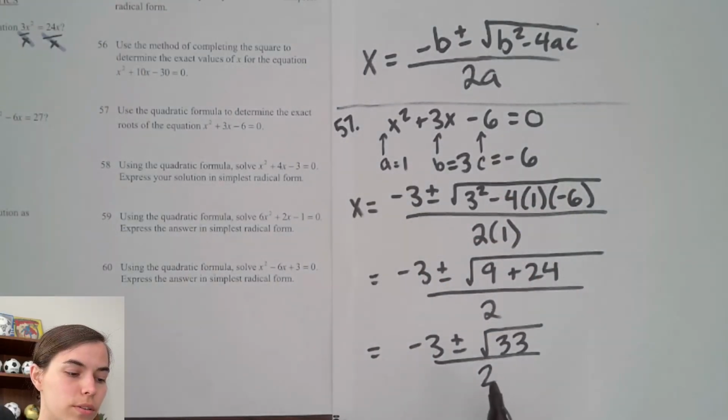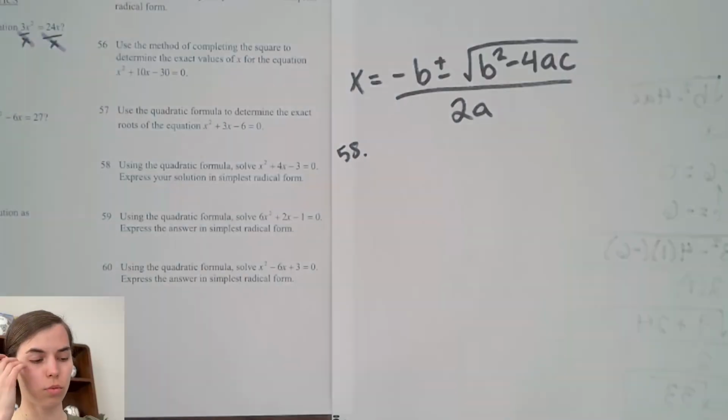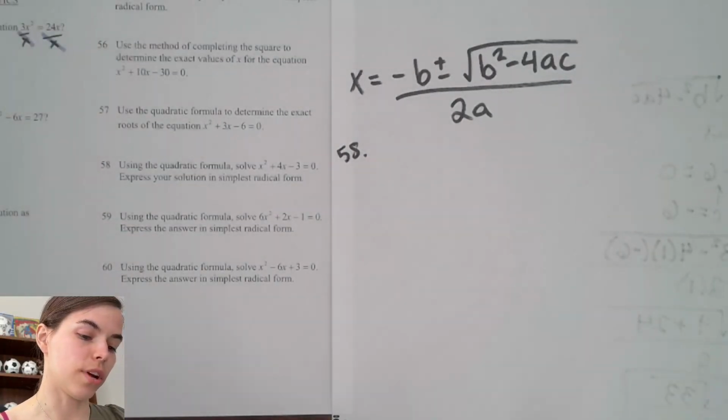So this is your answer. These are the exact values for x. Two values here, right? Because we have a plus and a minus as our two different answers. And that is your solution, as gross as it is. That's the answer. Let's do one more practice problem here with the quadratic formula.